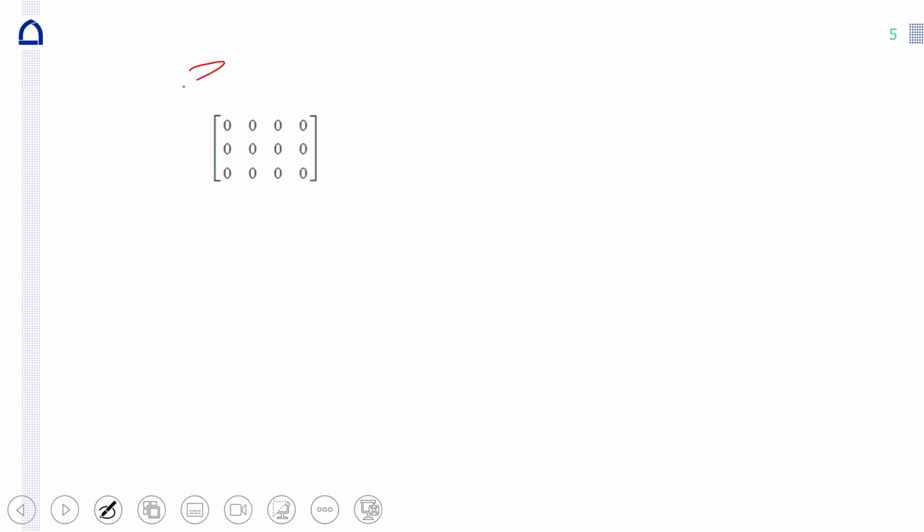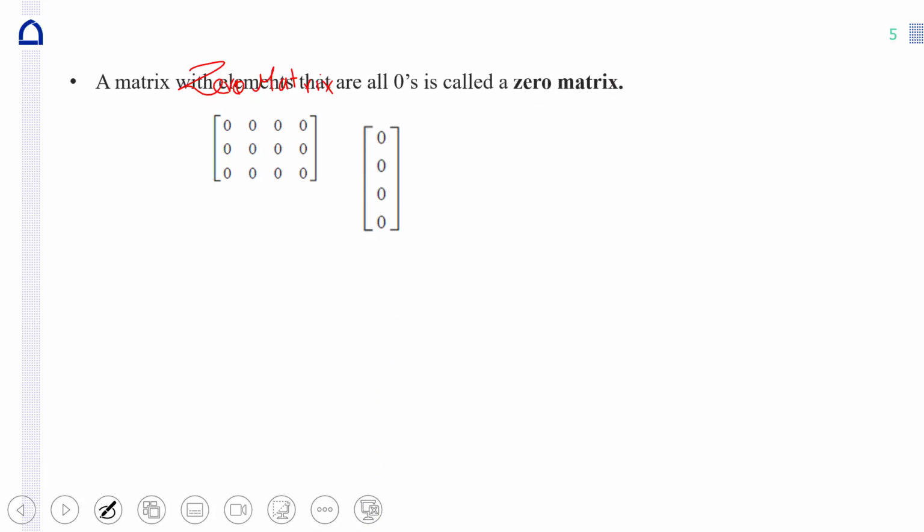This is a zero matrix. All elements are 0, and this is not a square matrix because it has 3 rows and 4 columns. Also, this one is a zero matrix, but it is a column matrix at the same time. This is also a zero matrix, 2 by 2, so it is a square zero matrix. This is also a zero matrix, but it is a row matrix.